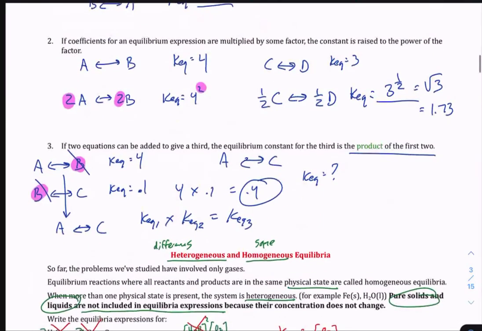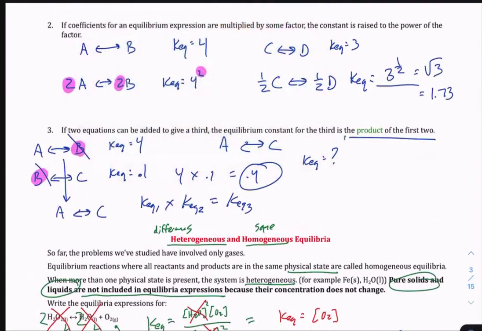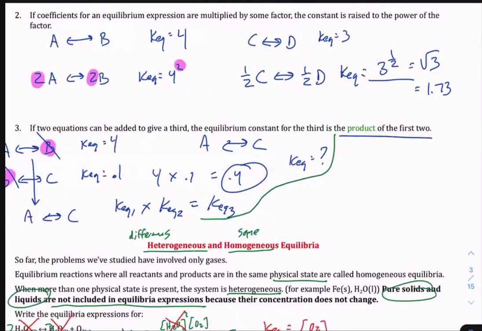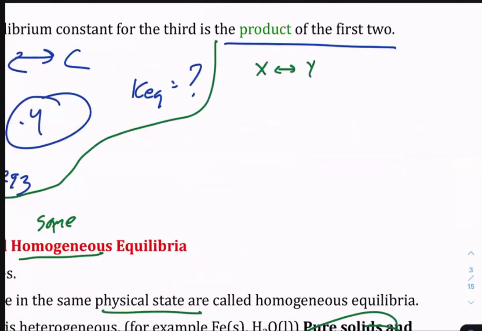So while I mention that, here, let me give you another one here. I'll do it in green so it kind of stands out. All right, so let's say I have this. X goes to Y. The KQ is 4. Two W goes to 2Y. The KQ is 10. I want to know what the KQ is for this reaction.